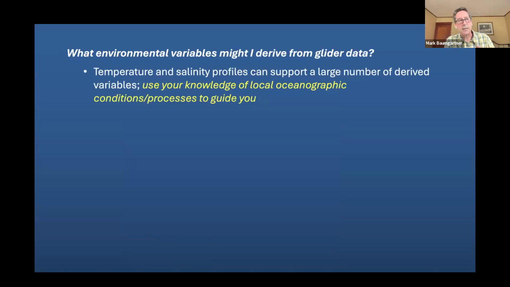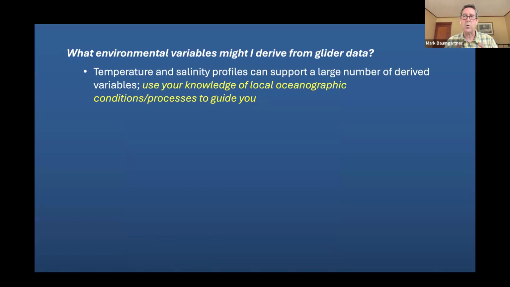Okay, with glider data, what's nice about gliders is you have this opportunity on a platform that profiles through the water column to measure a whole bunch of stuff. Not everything, right? It's a small platform. It's very payload limited, but just from temperature and salinity profiles alone, you can derive a whole lot of things.